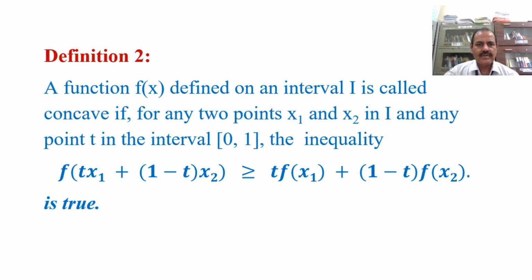Now let us discuss the definition of the concave function. A function f(x) defined on an interval I is called concave if for any 2 points x1 and x2 in I and any point t in the interval [0, 1], the inequality f of (t x1 plus (1 minus t) x2) is greater than or equal to, just opposite to the convex function, t times f of x1 plus (1 minus t) times f of x2. Let us see in the graph.